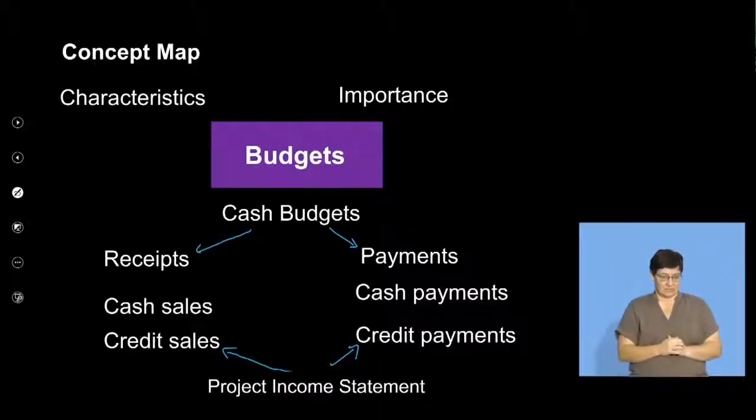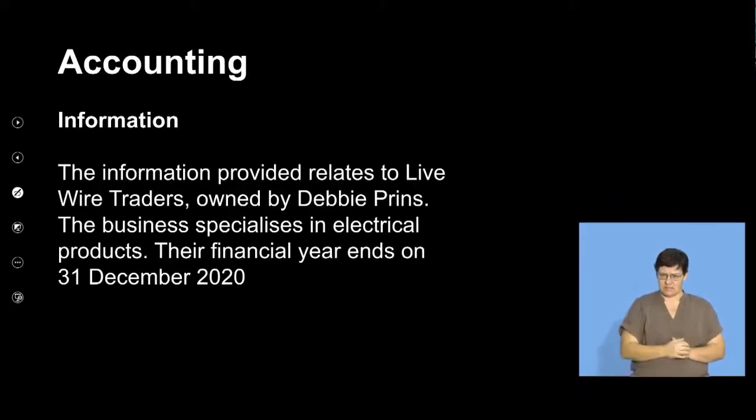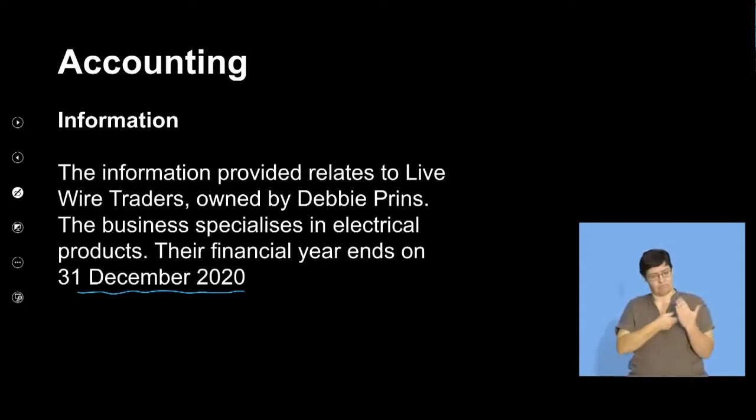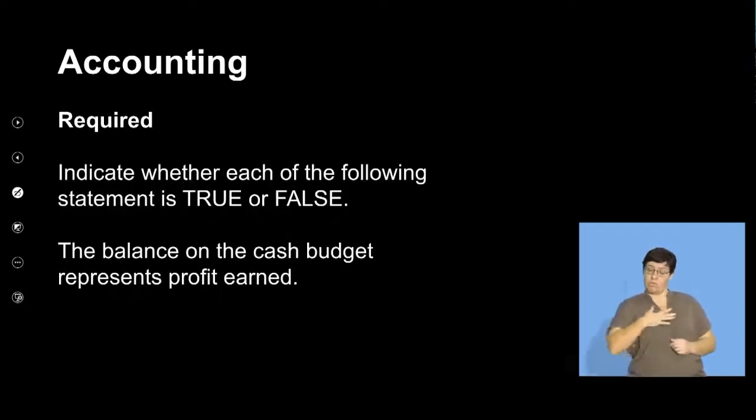Right, our question here says, information. The information provided relates to Live Wire Traders owned by Debbie Prince. The business specializes in electrical products. Their financial year ends on the 31st of December 2020. Right, that's the information that you have. Okay, now the question says, indicate whether each of the following statements are true or false, right?